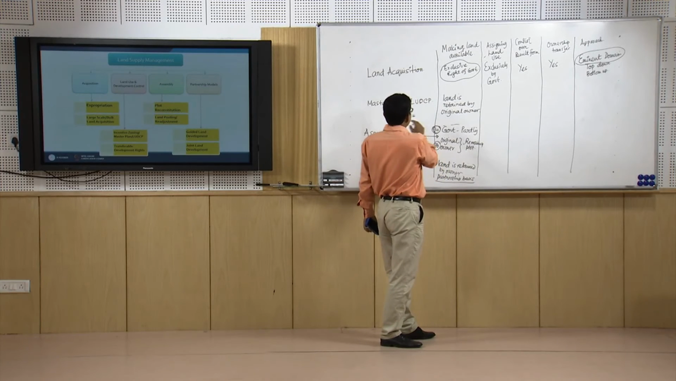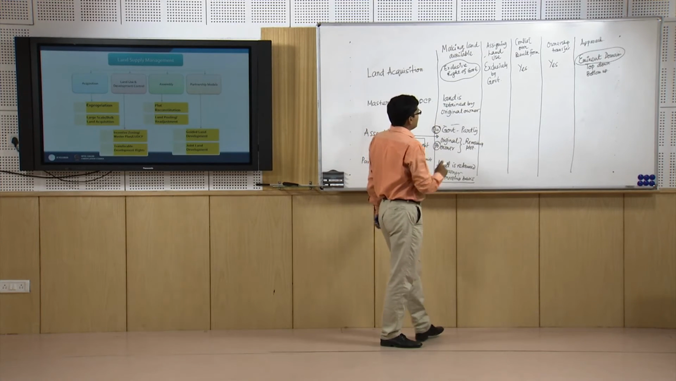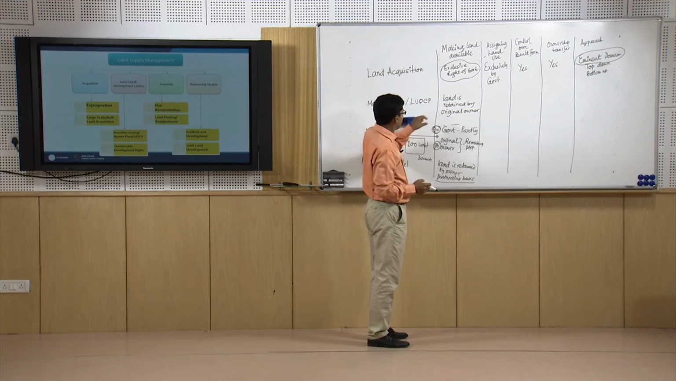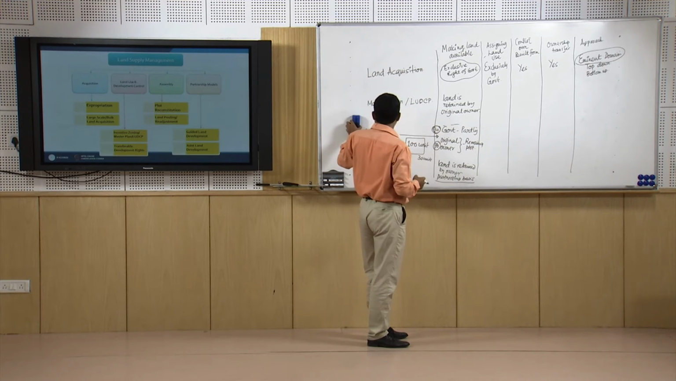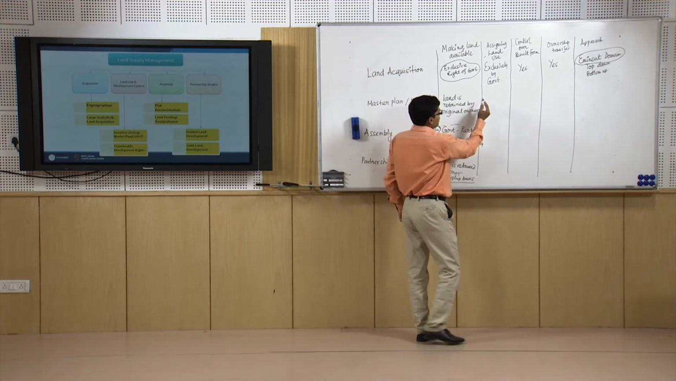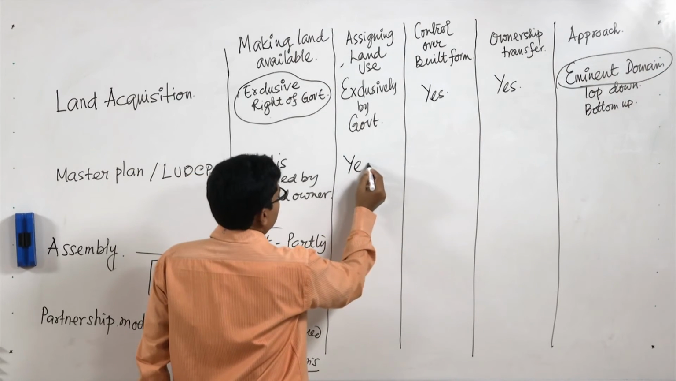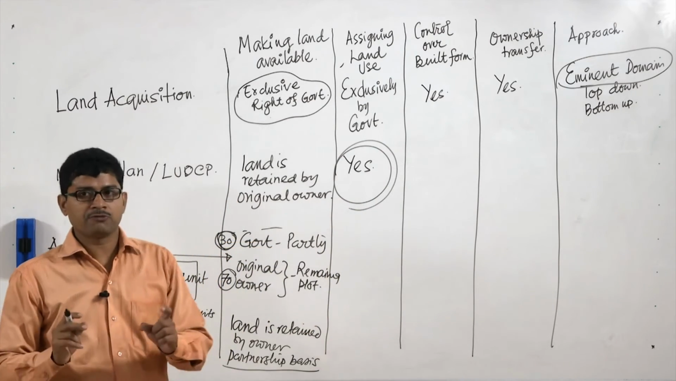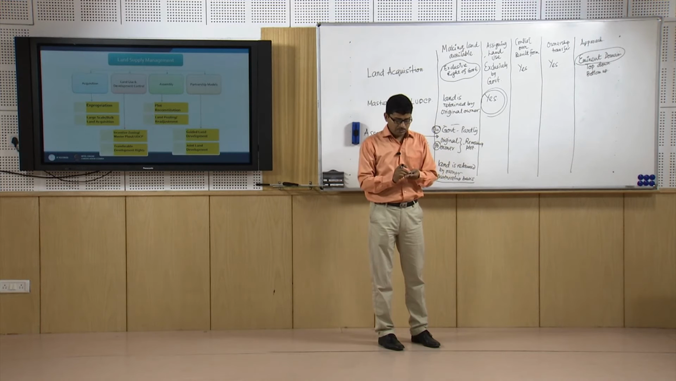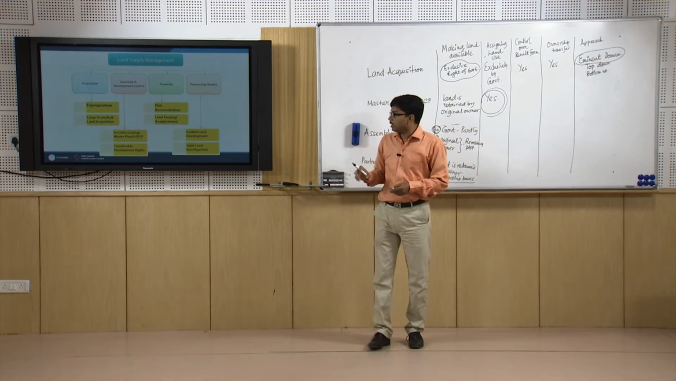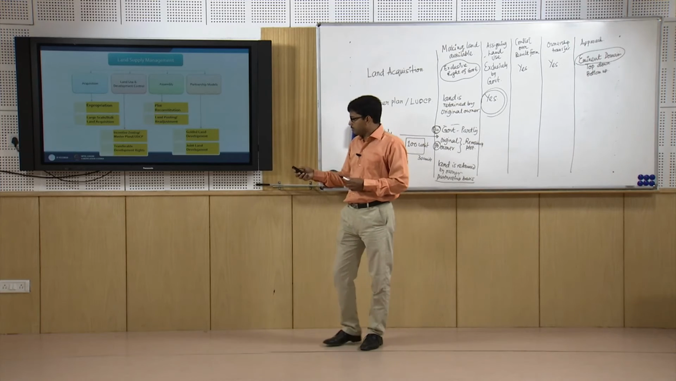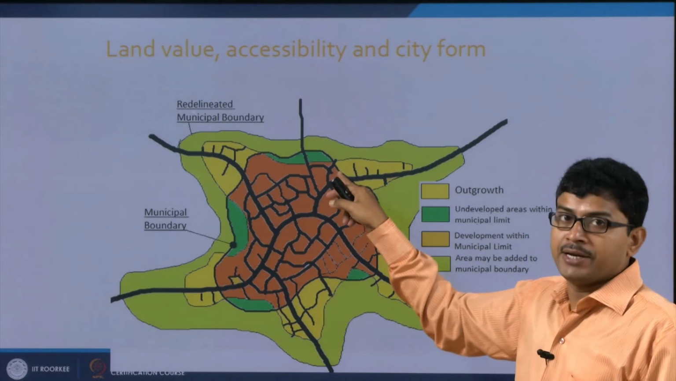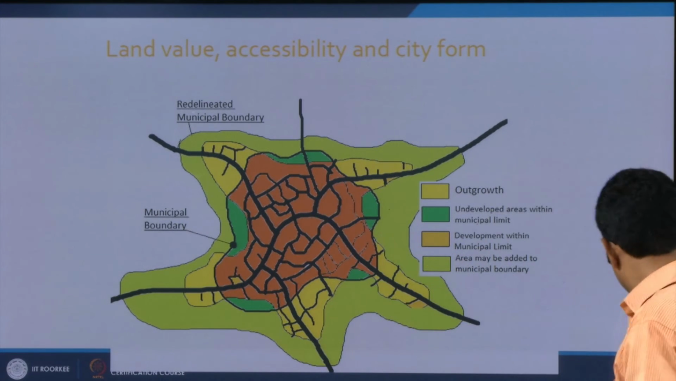Now, we come to the master plan and LUDCP. Though they are not taking the land, here the land is retained by the original landowner, but the land use prescription is there. Yes, that is the major strength of this model, that they are prescribing land use. Even if they are not taking the land, they can prescribe the land use for a particular purpose. So, based on the dynamics of land value and connectivity that we have seen, they can prescribe the land use even if they are not taking the land into their own ownership.